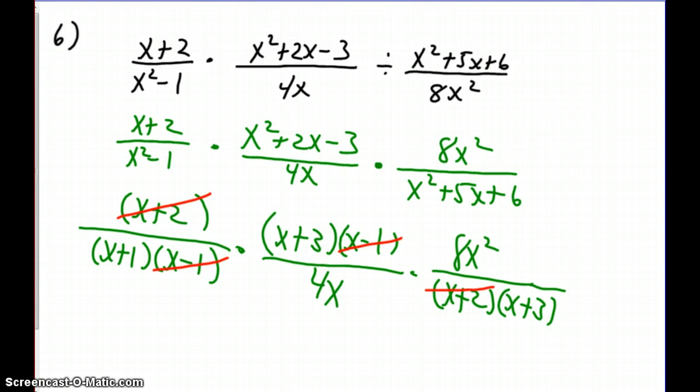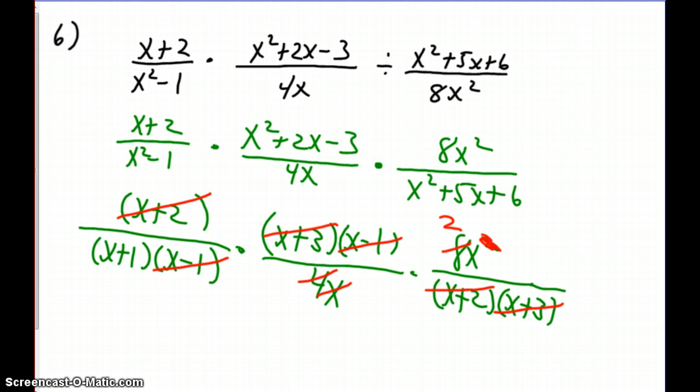Anything else we can cancel? X plus 3's. There's one there and there's one there. I see those. Anything else we can cancel? Now, okay, the 4x, right, so the 4 goes into the 8 how many times? 2. And this x cancels and the square cancels, right? It just becomes just plain old x, right?